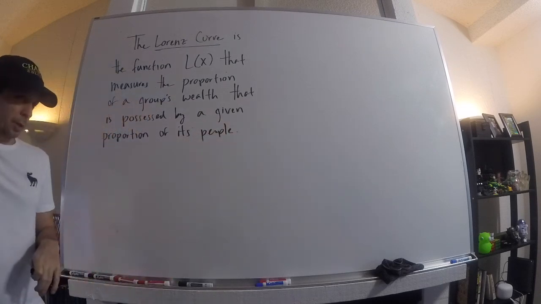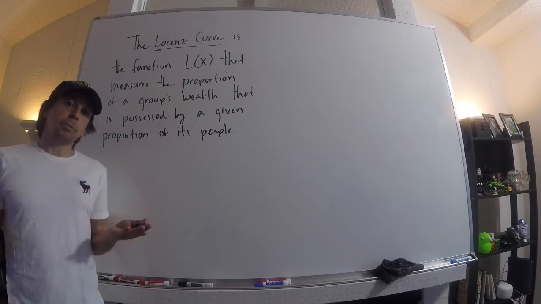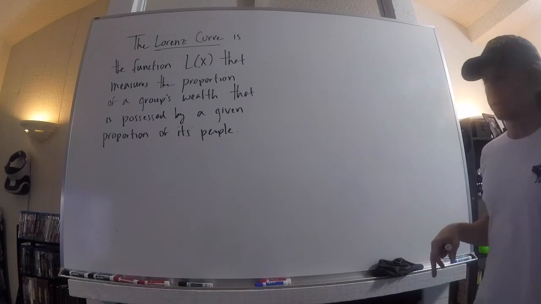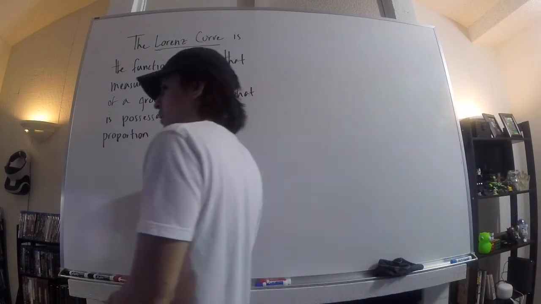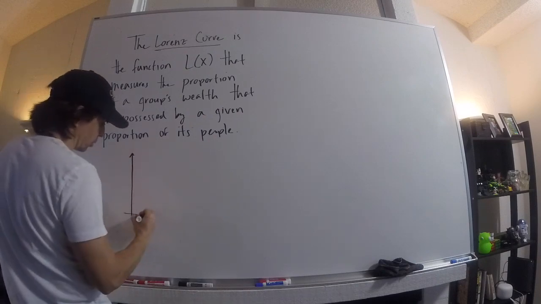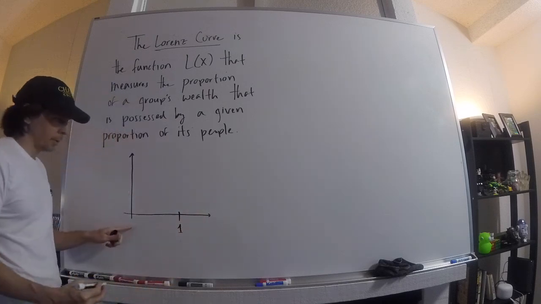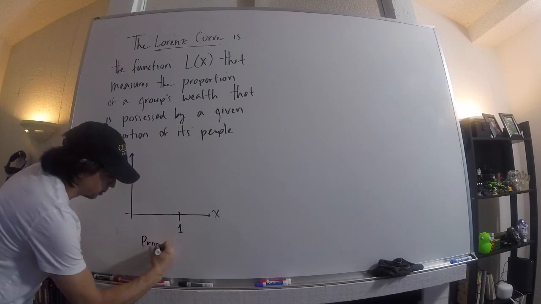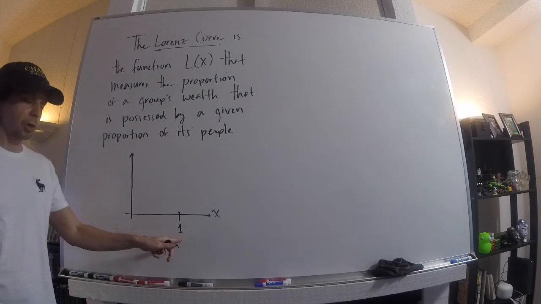So this is quantifying when they say something like the top 1% owns 50% of the wealth. I don't know what figures they use, but that idea can be captured by a graph, a function called the Lorenz curve. So we're going to go up to 1. We'll use x there, but that is a proportion, or again, a percentage in decimal form. So the 1 represents 100%.